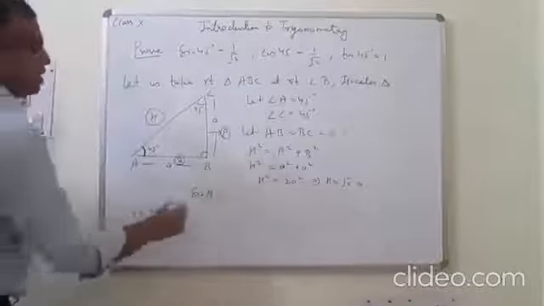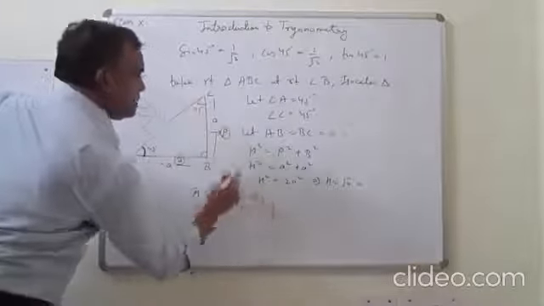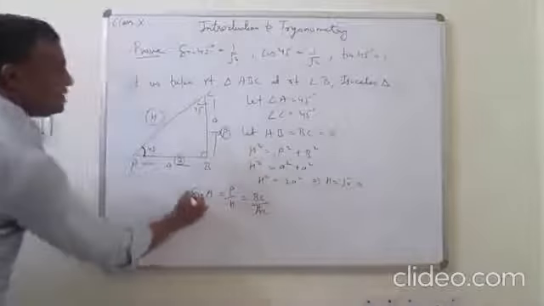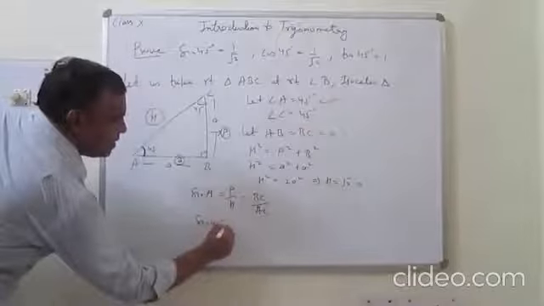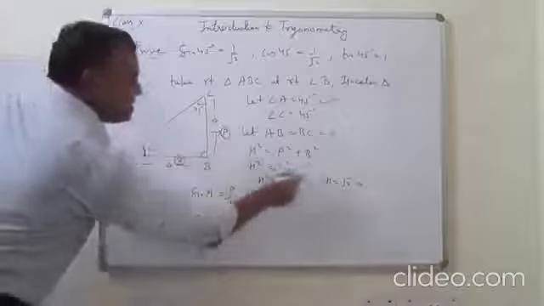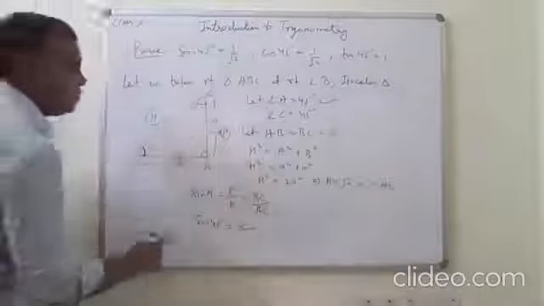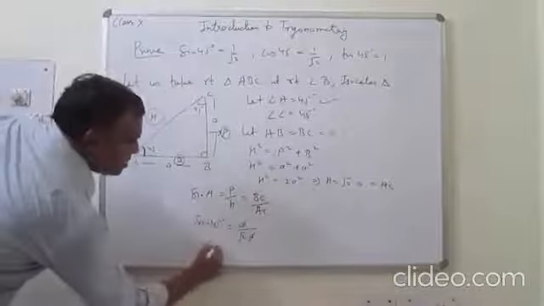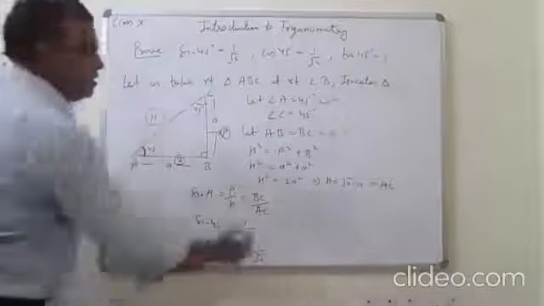Sine A is P upon H. Here P is BC and H is AC. So what is angle A? I will take 45 degree. Sine 45 degree is equal to BC upon AC. BC is A and AC, the hypotenuse, is root 2A. This A is cancelled out. You will get sine 45 degree is equal to 1 upon root 2.